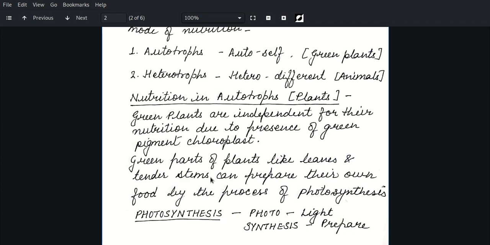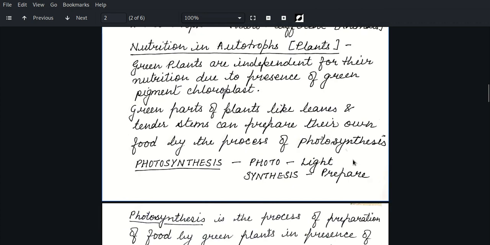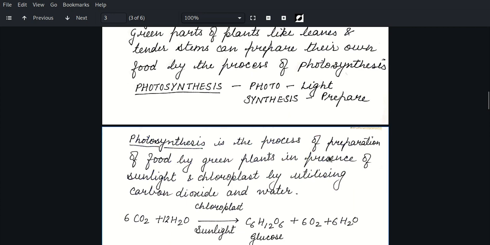The process of preparation of food by autotrophs is called as photosynthesis. What is photosynthesis? Photo means light, synthesis means prepare. Photosynthesis is the process of preparation of food by green plants in presence of sunlight and chloroplast by utilizing carbon dioxide and water.